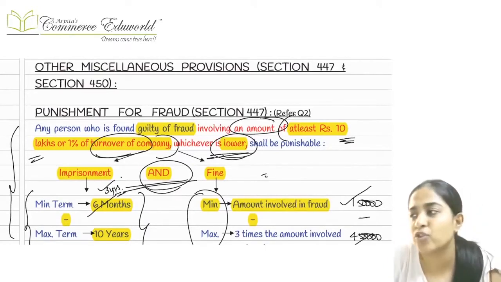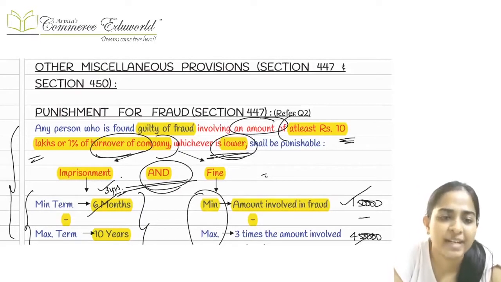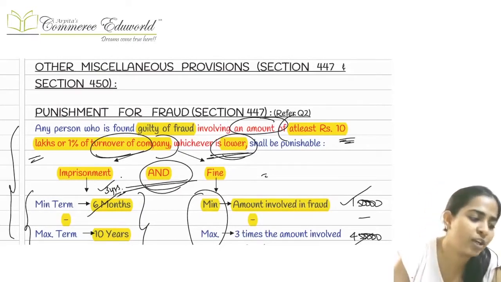Going on to the next one, which was talking about the miscellaneous punishments and the penalties, etc., in which we just studied two of them.